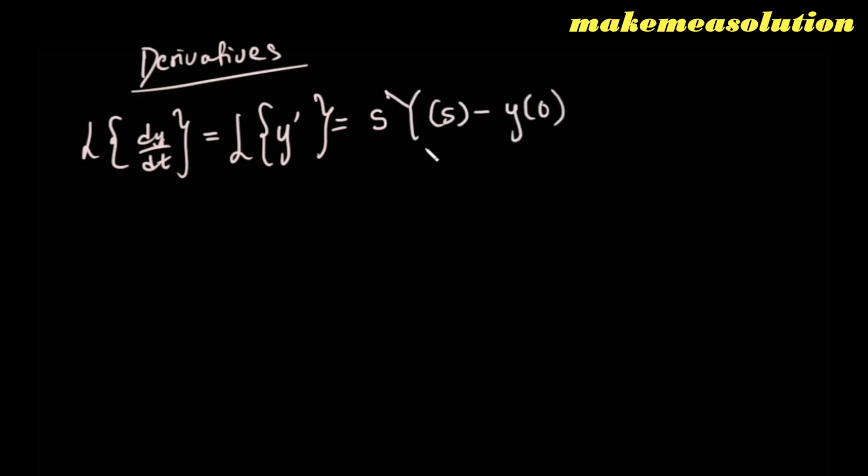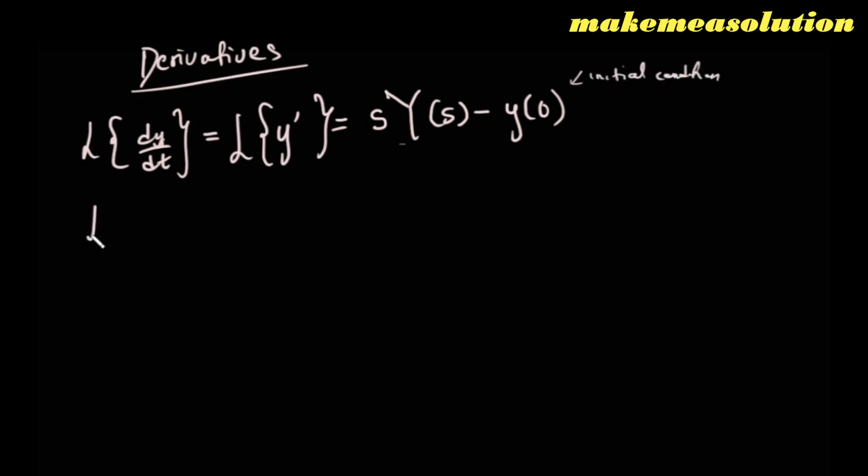So let me explain it. Whenever you take the Laplace transform of dy dt, you're going to get s Y of s. Y of s is the Laplace transform of y, assuming we know what y is, and Y of s is usually what you want to find. So s Y of s minus y of 0, where y of 0 is an initial condition.